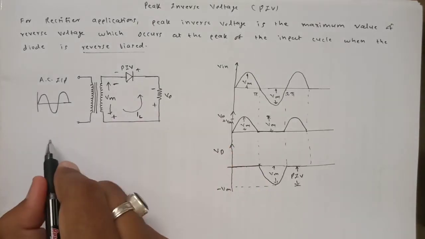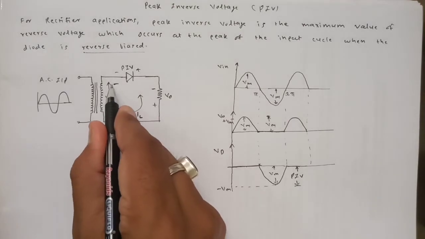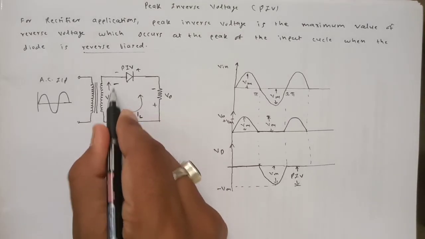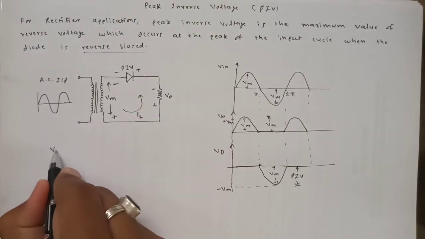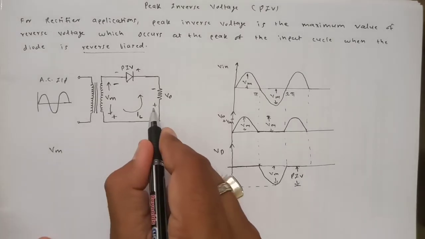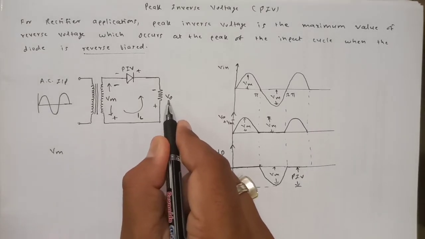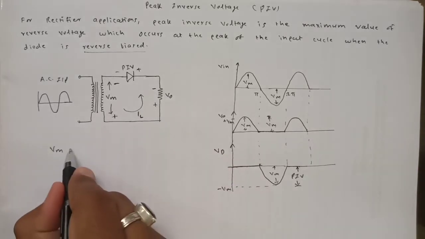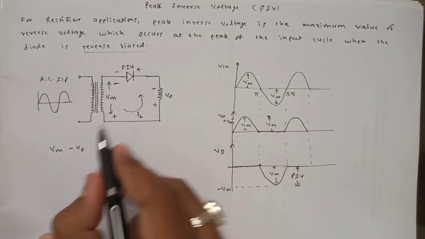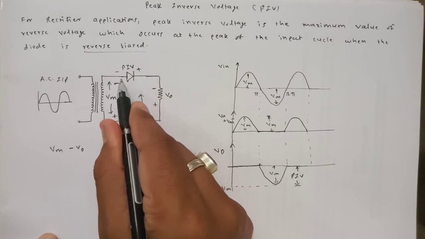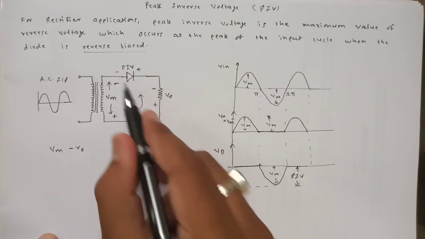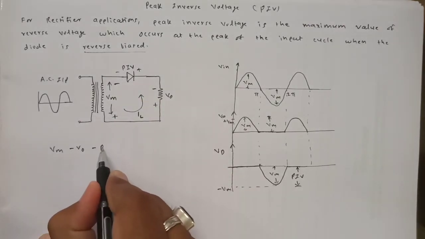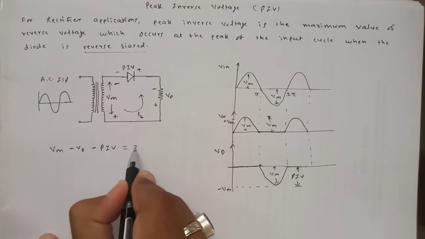Now we can write, moving like this, from minus to plus, that's why it's Vm. Then further it is the voltage VO. We are moving from positive to negative end, so it's minus VO. And then here we are moving from positive to negative, that's why again minus PIV is equal to 0.